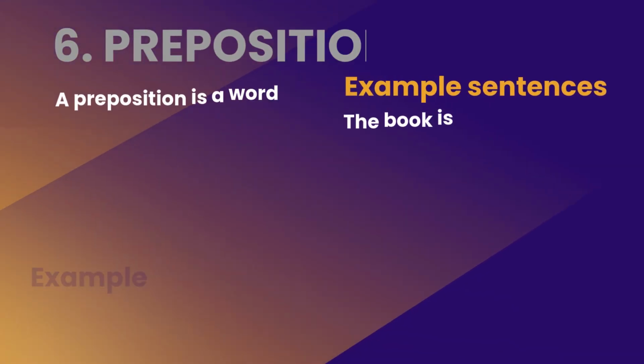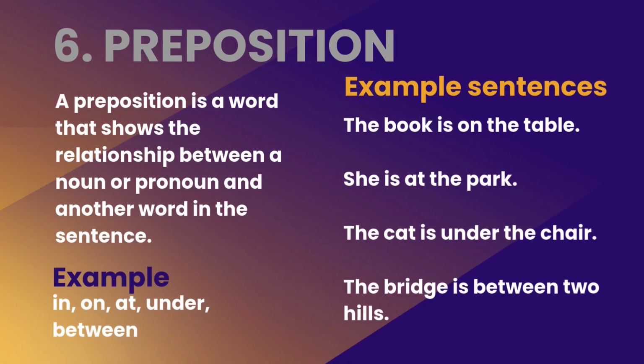Now let's discuss prepositions. These are words that link nouns or pronouns with other parts of the sentence by showing their relationship. For example, in the sentence, the book is on the table, the preposition on connects the book with the table, indicating its position. Similarly, she is at the park shows the location of the subject.